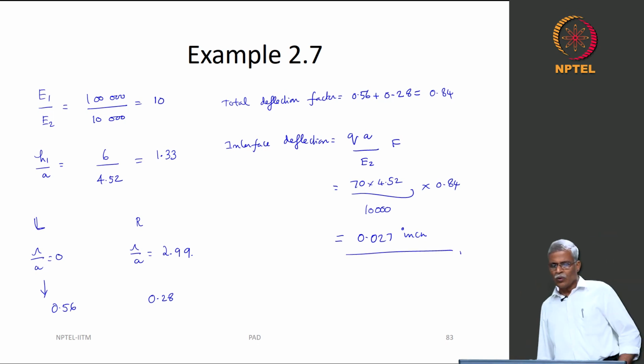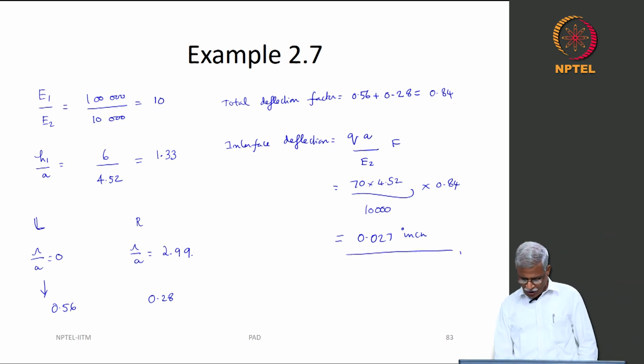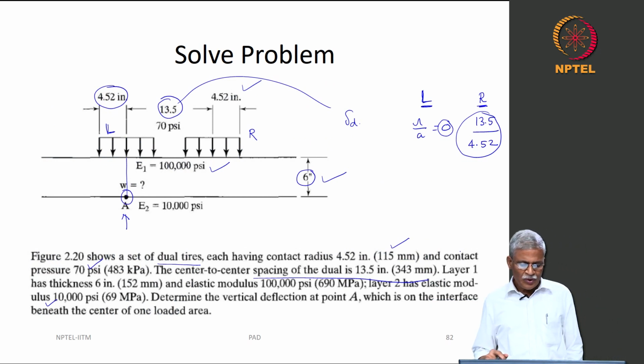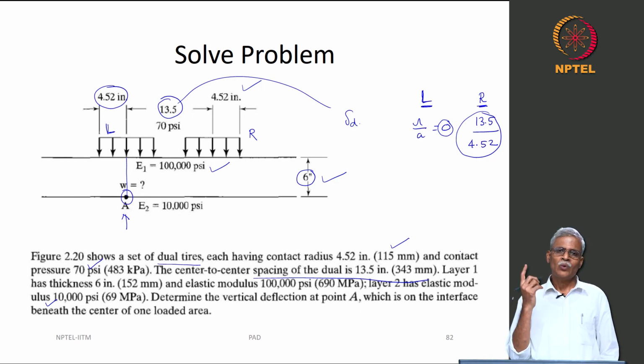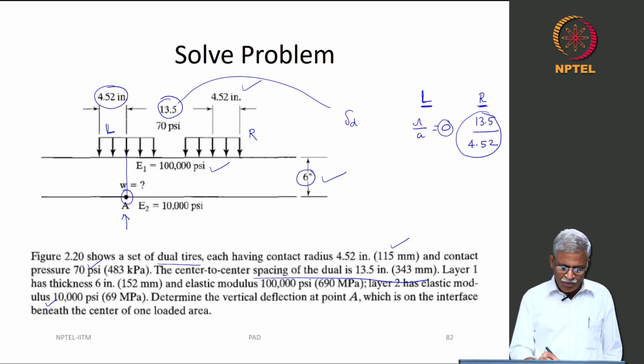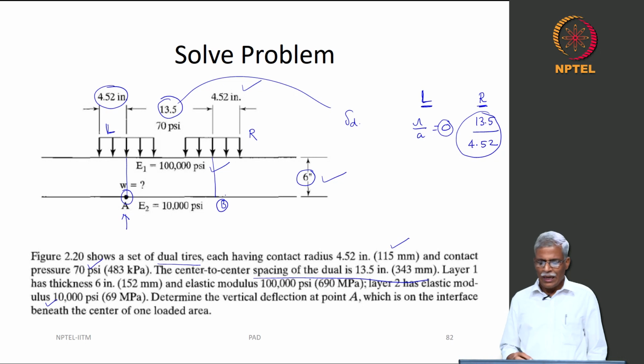Okay. Now, we need to understand a few things. Immediately, the question that should come to your mind is, where will the maximum deflection be? This is something worth talking about. Will the maximum deflection be at A? Because this is symmetric, whatever you see at the center of the left-hand wheel is what you are going to see at the right-hand wheel.